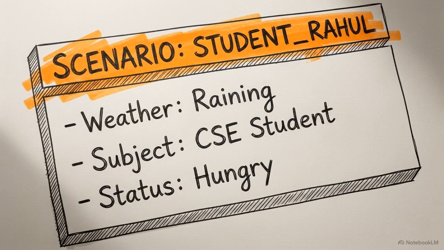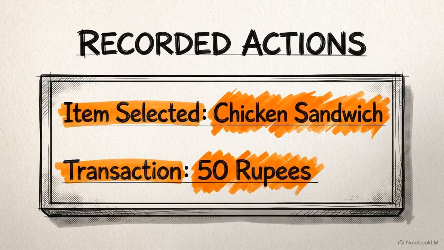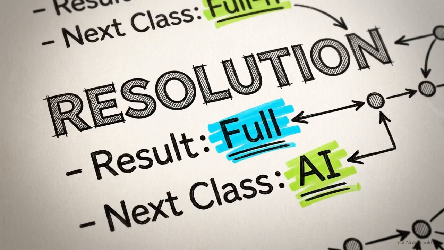It was a rainy Tuesday morning. Rahul, a hungry second-year CSE student, walked into the campus cafe. He picked up a chicken sandwich from the display counter. He handed 50 rupees to the cashier to pay for it. After finishing his meal, Rahul felt full and happily went to his artificial intelligence class.